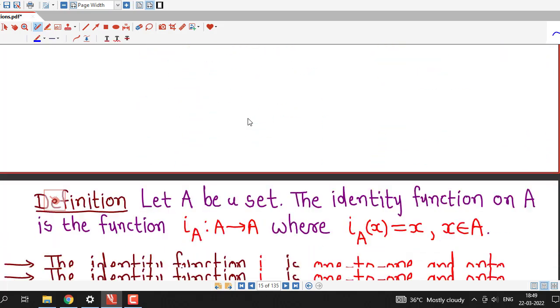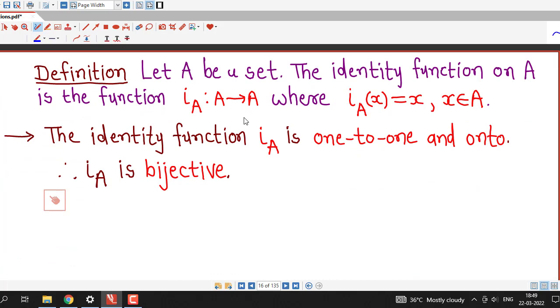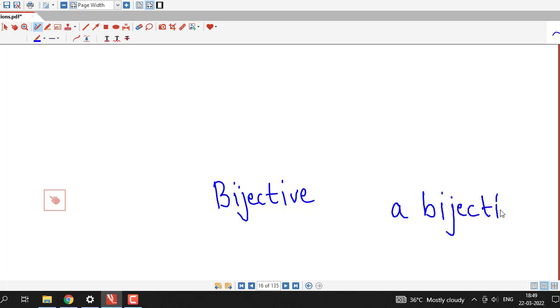So remember that the identity function is a trivial example of a bijective function. Let A be any set. The identity function on A is the function denoted by I_A from A to A, and it is given by I_A(x) equal to x for every x in the domain. The identity function I_A is 1 to 1 and onto, therefore it is always a bijective function. Okay, so in this way we can easily decide whether a given function is bijective or not. Other words for bijective are one-to-one correspondence or a bijection. So remember these different words also.